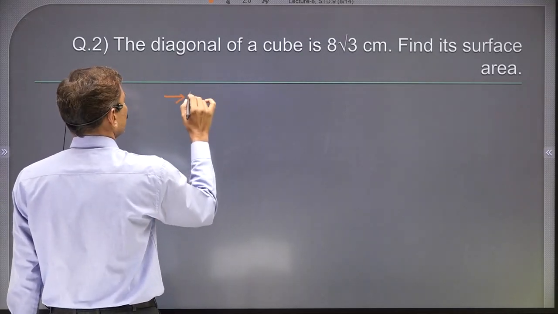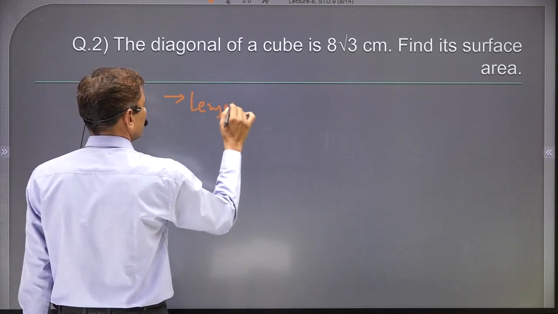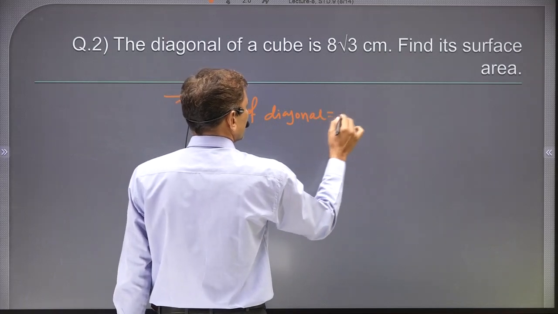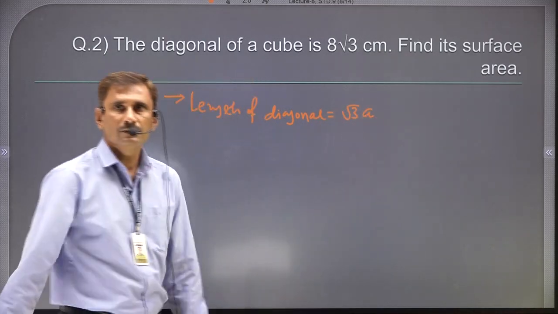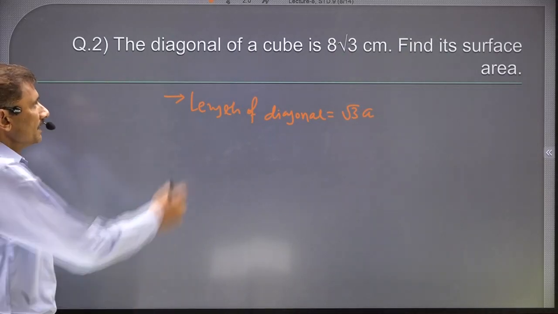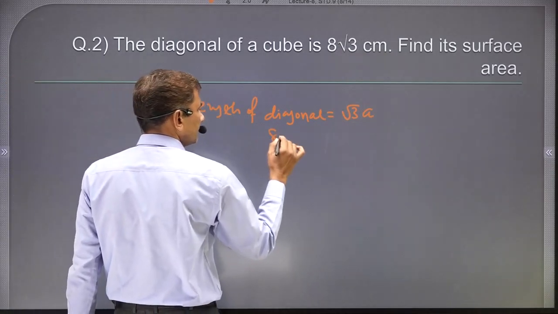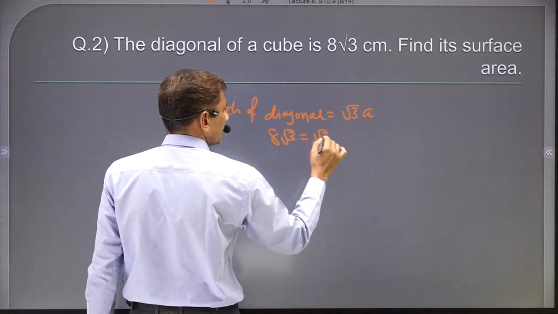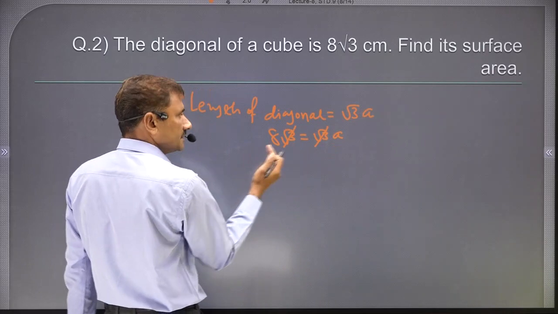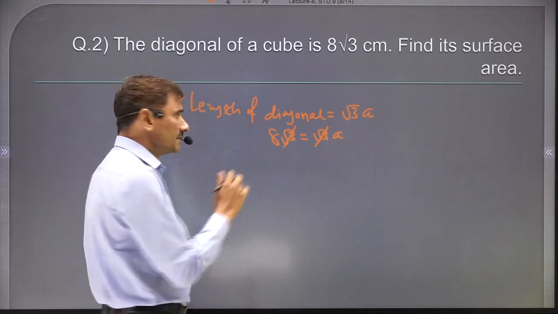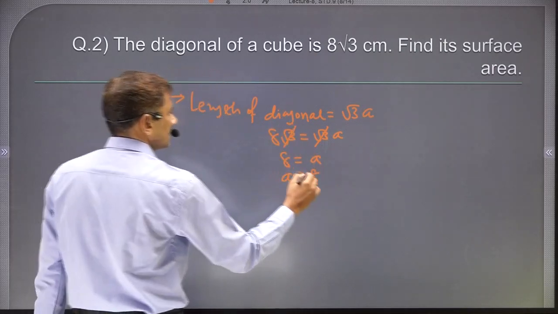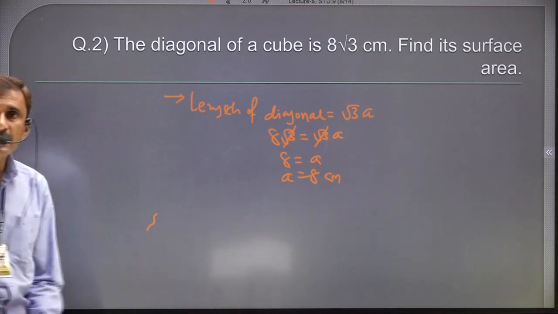So the length of the diagonal is equal to root 3 a, that you know. The length of the diagonal is given already, so write it here. It is root 3 a. Root 3 will cancel, otherwise just shift it here, then you can cancel out numerator and denominator anyway. So 8 equal to a. Very easily you found it. So a equal to 8 centimeter. This is the length of the side.